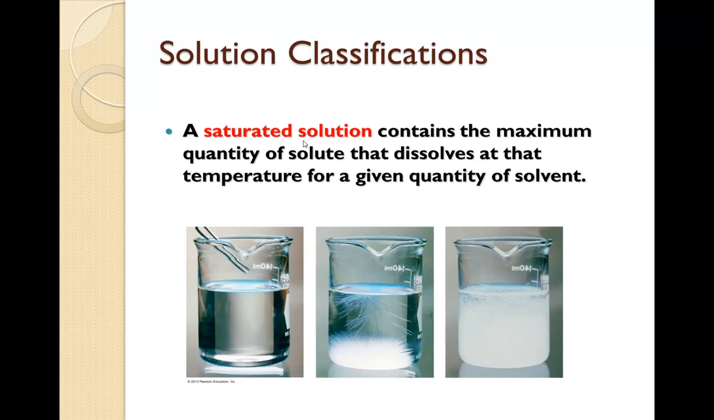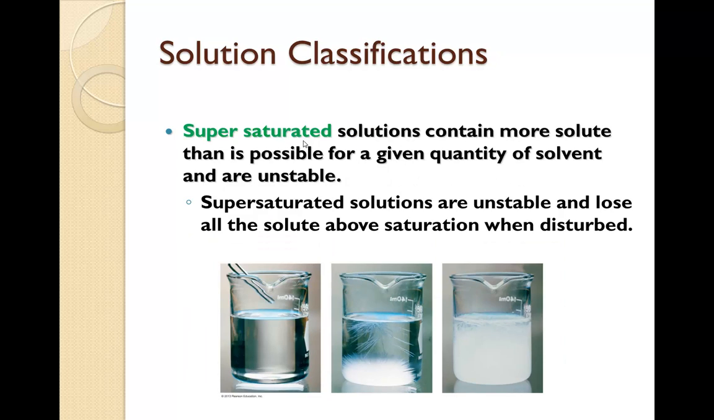A saturated solution contains the maximum quantity of solute that dissolves at that temperature for a given quantity of solvent. And a supersaturated solution can contain more solute than possible for any given quantity of solvent and are unstable. Supersaturated solutions are unstable and lose all their solute above the saturation when it's disturbed. This down here is a picture of a supersaturated solution. It looks just fine, but once it's been touched, right here, the crystals start to form, and anything above the saturation point will fall out of solution.